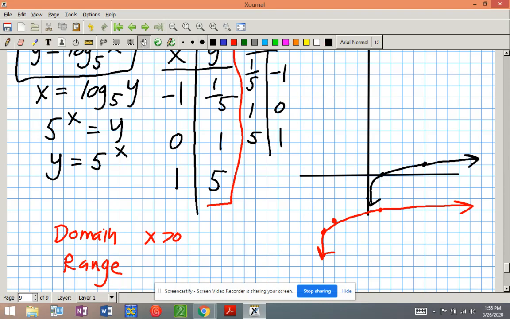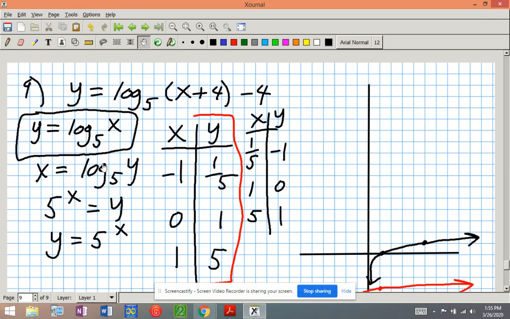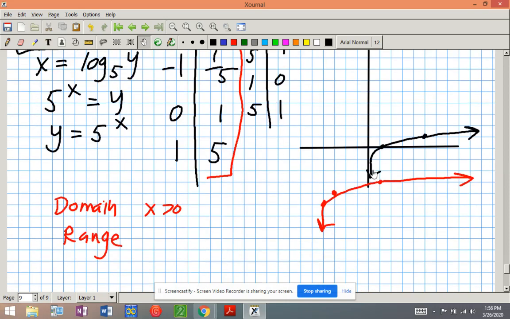Remember, we talked briefly about the domain of this parent log function. Its input can never be 0. Its input can never be negative because there is no power of 5 which gives you 0, and there is no power of 5 which gives you a negative number. So the domain of the log function is only positive numbers. But when you move this black graph over to the left, the one that they're asking for has x greater than -4, because everything just got shifted to the left 4.